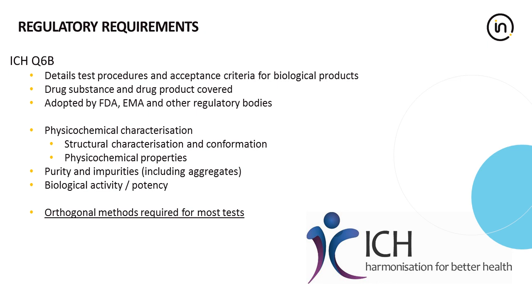They also require purity and impurity analysis. Aggregates are one of the major impurities in biopharmaceutical products, and a test of biological activity or potency is also needed. But most importantly, they require orthogonal methods for most of these tests.